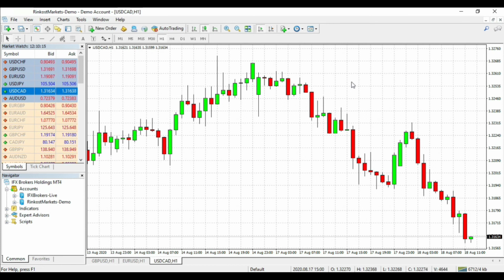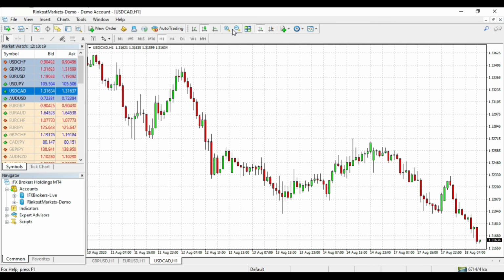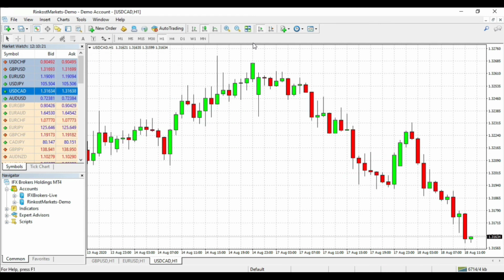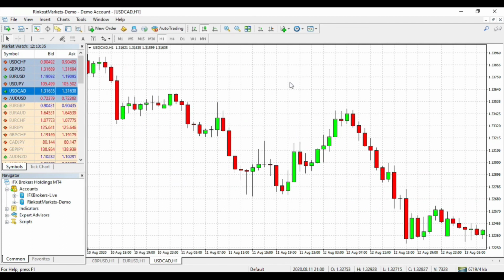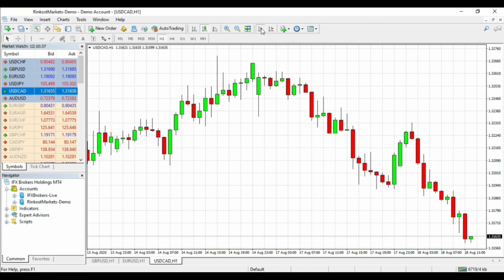To play around with how you view this chart, you can zoom in and out of the chart like you want, and you can make use of these two buttons over here. The first button just automatically scrolls the chart to the current candlestick. So if we deselect this, you can move around with it, but if we select it, then it automatically scrolls you to the current candlestick being formed.